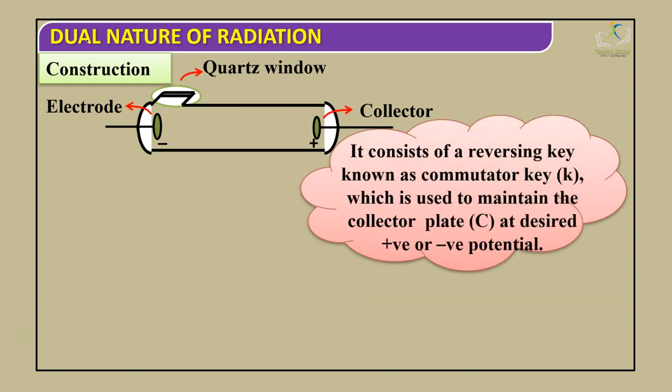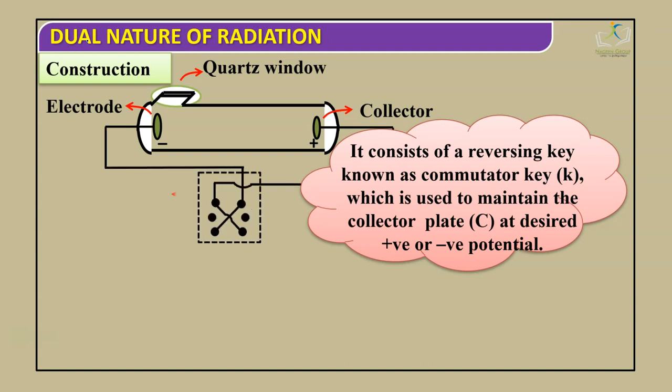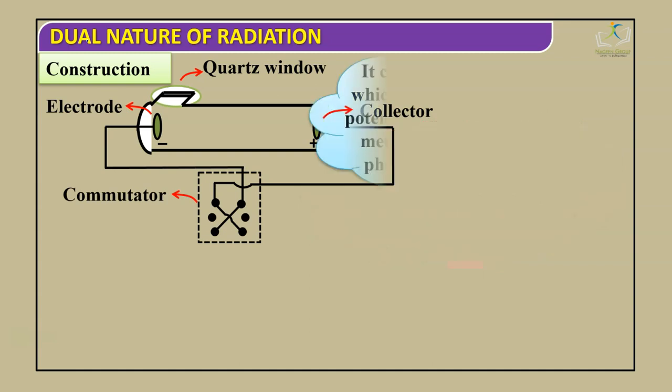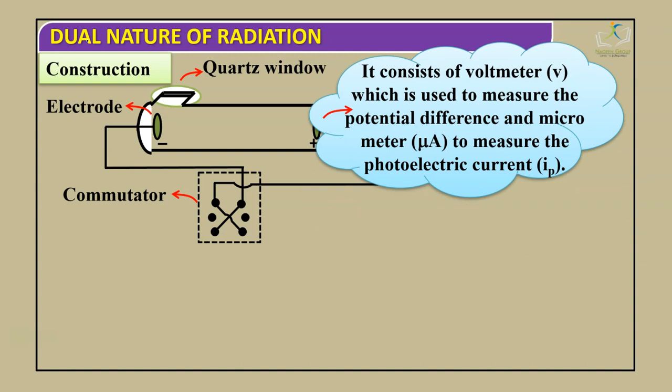It consists of a reversing key known as a commutator, which is used to maintain the collector plate C at the desired positive or negative potential. It consists of a voltmeter V, which is used to measure the potential difference, and a micrometer showing in microamperes to measure the photoelectric current, which is I P.